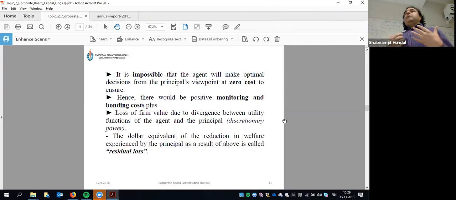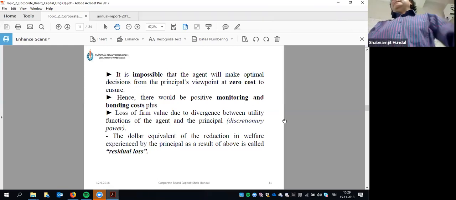What could be the measure of residual cost? Do you get my point? This is why we always say that in a very ideal world, we can make it zero. No auditing, no need to suspect anybody. The agent always works in the interest of principal, no bonding cost. This would never be zero.